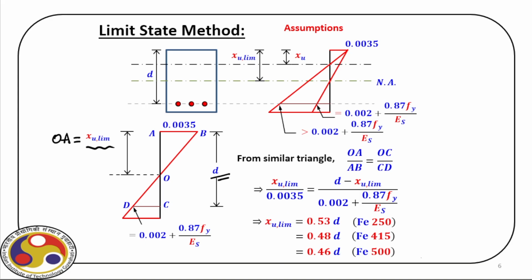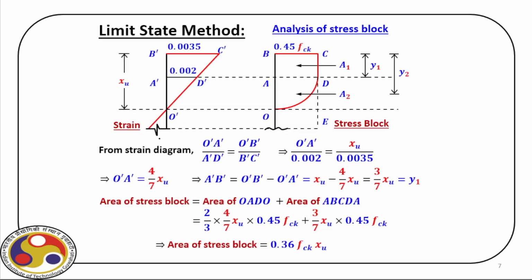Okay, now let us move forward. So we have seen how strain is distributed over the section for a limiting case. Now let us see what happens when we have a neutral axis which is less than XU limit. So if we have a case XU less than XU limit, then let us see what we get.